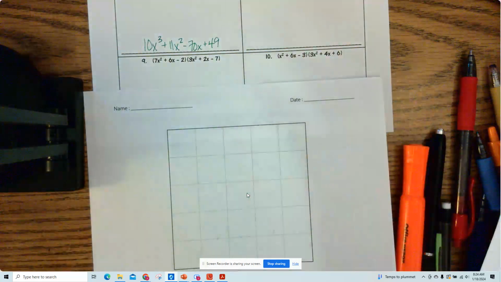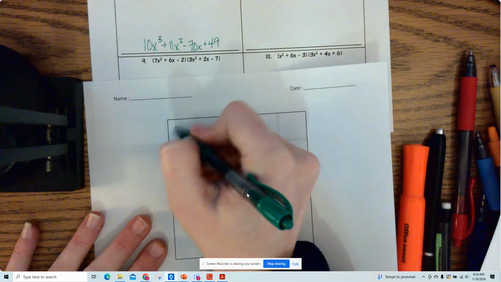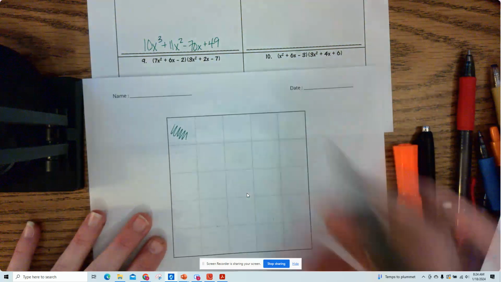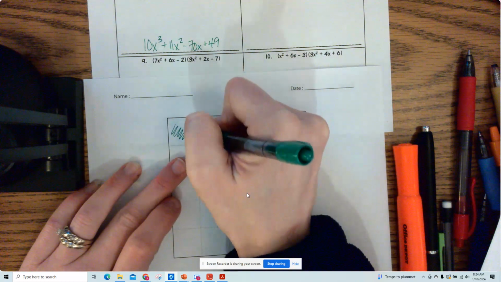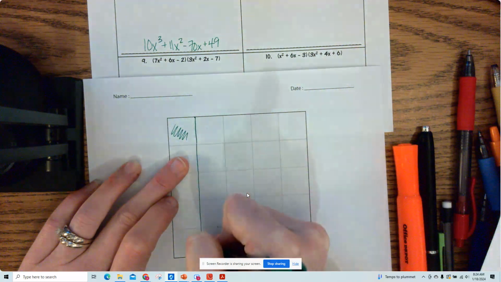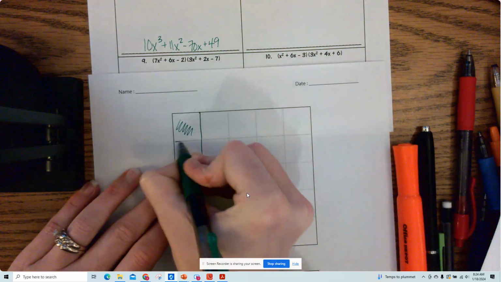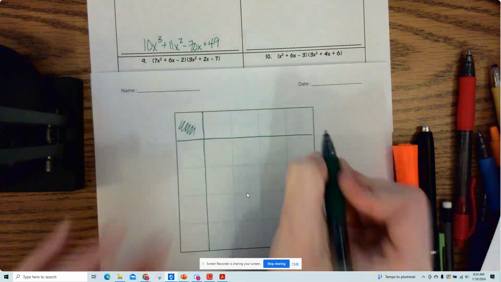All right, last one. 3 by 3. Same setup. Top left corner, gone. Vertical line, horizontal line.